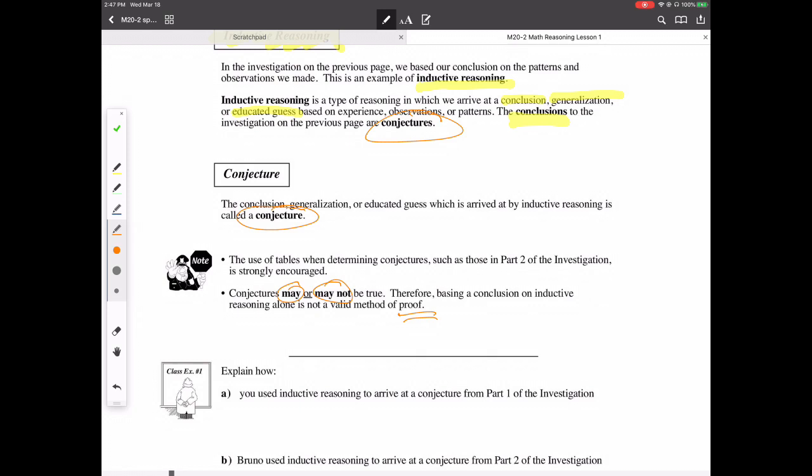For example, if I said that I had a student who was late on Monday, on Tuesday, and on Wednesday, then I could assume that that same student will be late on Thursday, but it's very possible he could show up on time. So just because a pattern has been formed does not mean that the pattern will always necessarily maintain.